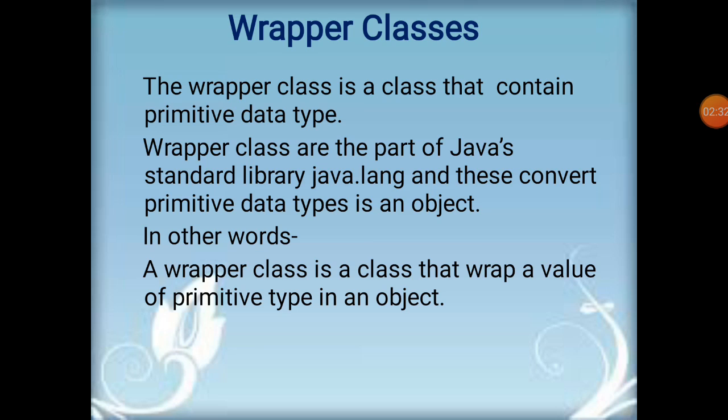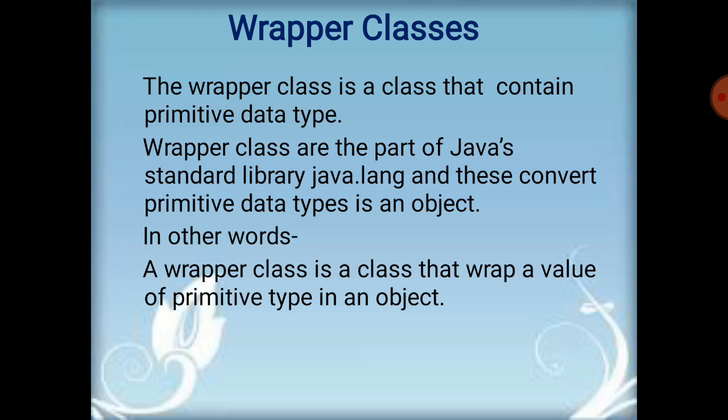Now, our next important topic is wrapper classes in Java. The wrapper class is a class that contains a primitive data type. A wrapper class is part of the Java standard library java.lang, and it converts a primitive data type into an object. In other words, a wrapper class is a class that wraps a value of primitive type in an object. Wrapper classes give us the facility to convert primitive data types into objects.